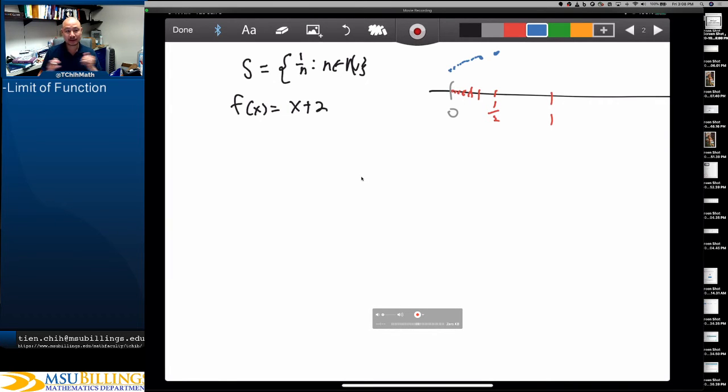So let's take a look at an example of what a limit of such a function might be. Let's say that our set, our domain, is all the 1 over n's, where n is natural, so that's 1, 1/2, 1/3, 1/4, etc. And the outputs of my f of x are just going to be x plus 2.